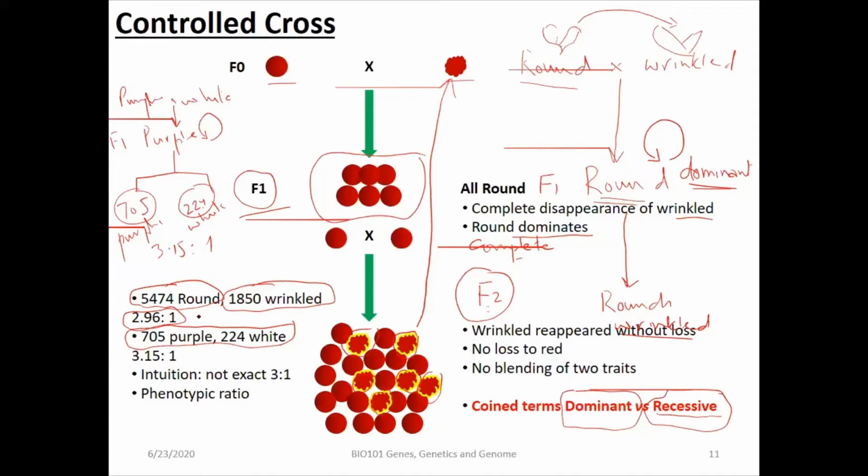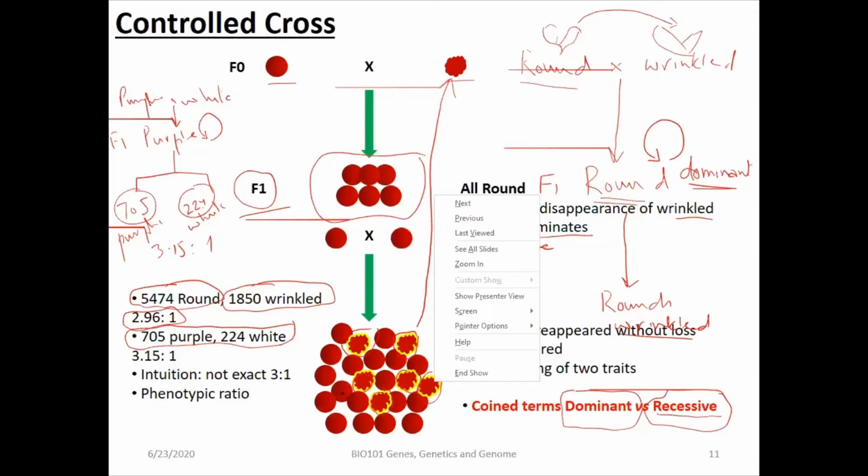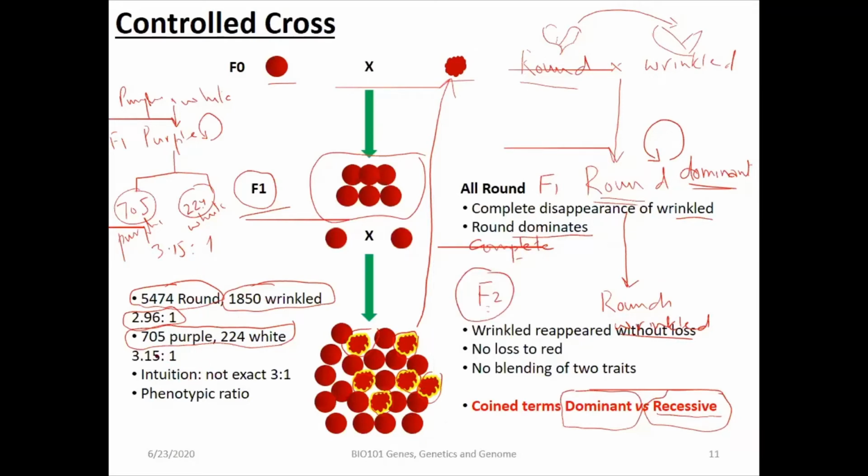Then another trait, tallness versus dwarf, same story, tall was dominant in F1. You self-cross the F1 and what you discover is that in F2, there was a 3:1 ratio between tall versus dwarf. Okay, so when we are talking about round versus wrinkled, or purple versus white, or tall versus dwarf, this is a very important point, 3:1 is basically the phenotypic ratio. These are appearances. Tall, dwarf, round, wrinkled, purple, white. This is the phenotype. So 3:1 is the F2 phenotypic ratio.